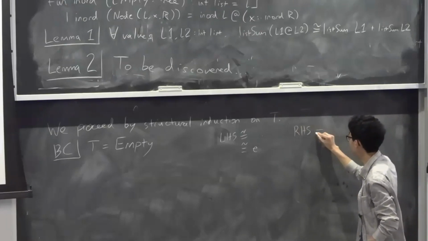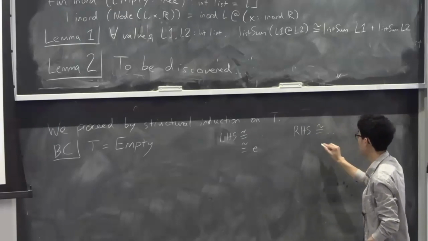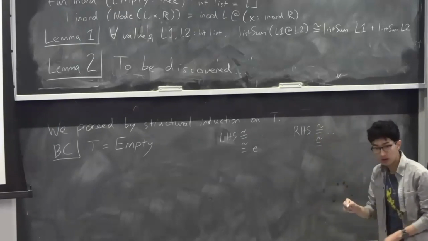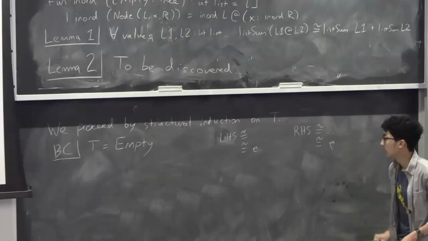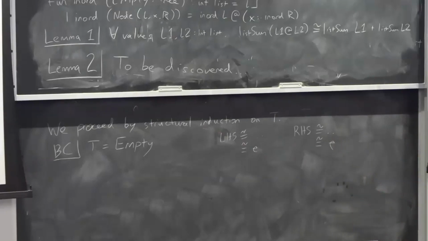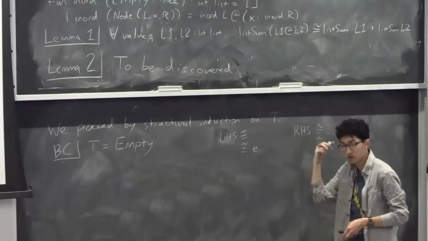And then I'm going to simplify it. I'm going to show that it's equivalent to something, and eventually I'm going to try and show that it's equivalent to E. So I'm trying to have them meet in the middle. I told you earlier that extensional equivalence is an equivalence relation. That means it goes both ways. So if I show that LHS is equivalent to something and RHS is equivalent to something, I have shown that LHS and RHS are equivalent.